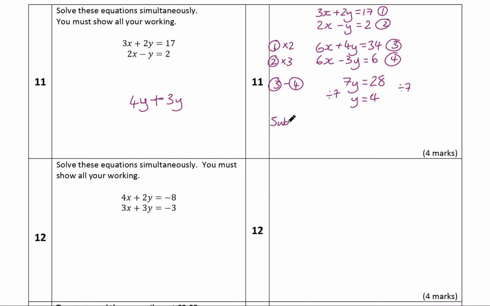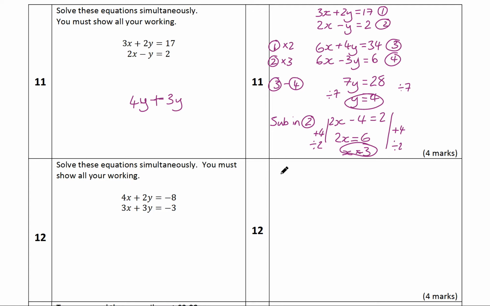We're going to sub that in to one of the equations. Let's sub it into equation 2 this time. Doesn't really matter. So that gives me 2x minus y. Now I know that y is 4, so 2x minus 4 equals 2. We're going to solve this equation and then we're there. So I'm going to add 4 to both sides, so 2x equals 6, and then divide by 2, so x equals 3. And here's my solutions. Y equals 4 and x equals 3.